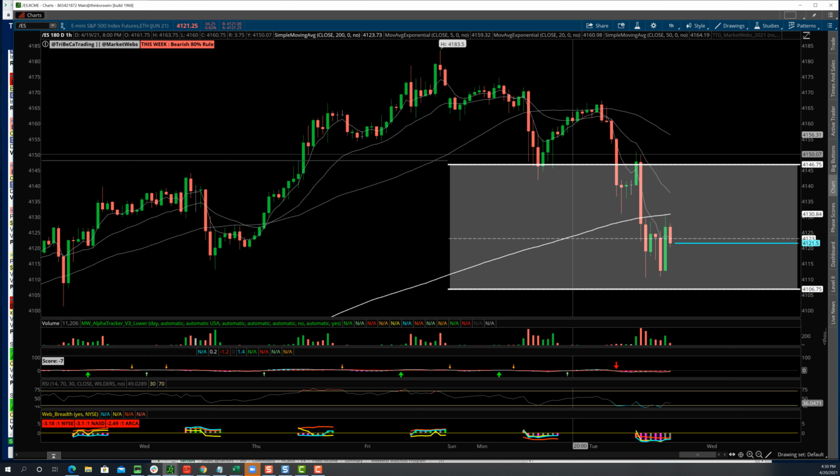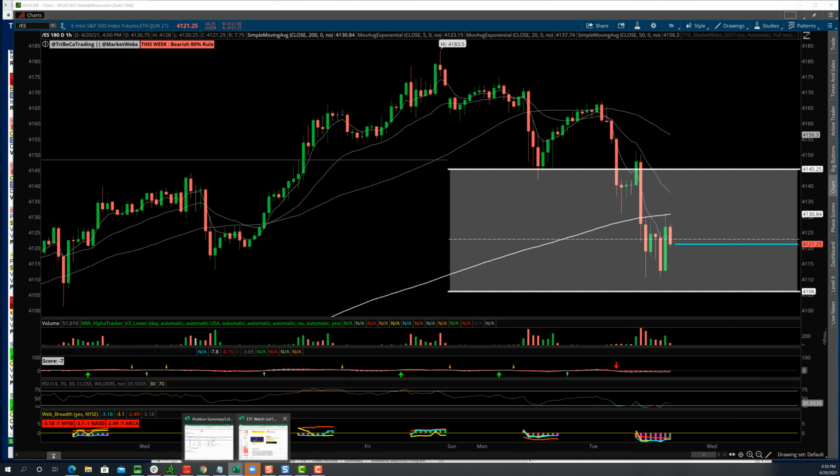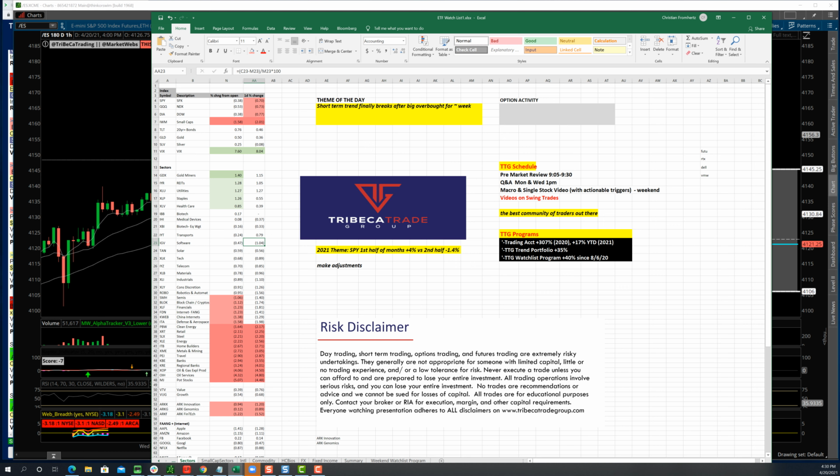And then really what I want to see is a couple of things that are more constructive, right? What we've been seeing the last couple of days, if we go back to the spreadsheet here, you can see that what's been outperforming is really your most defensive areas of the market. So your gold miners, your REITs, your utilities, your staples, right?